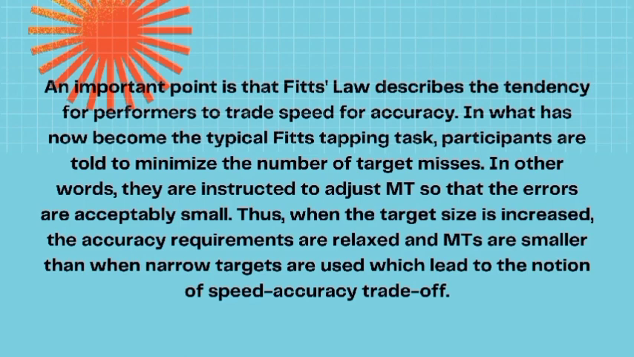Speed-accuracy trade-off. An important point is that Fitts' law describes the tendency for performers to trade speed for accuracy in what has now become the typical Fitts tapping task. Participants are told to minimize the number of target misses. In other words, they are instructed to adjust MT so that the errors are acceptably small. Thus, when the target size is increased, the accuracy requirements are relaxed and MTs are smaller than when narrow targets are used, which leads to the notion of speed-accuracy trade-off.